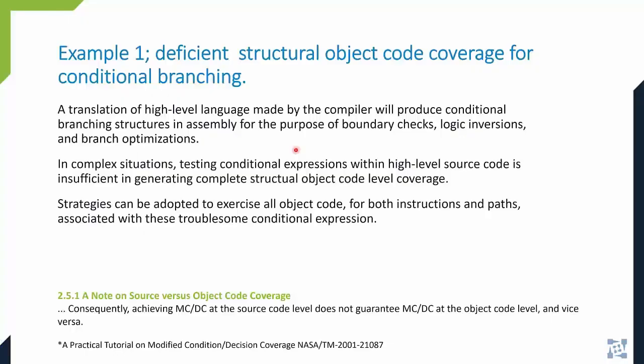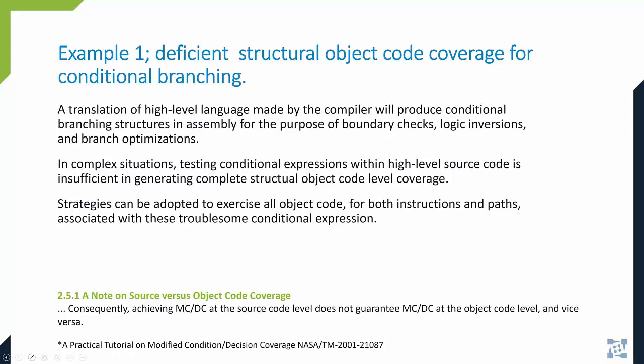So let's move in now to an example that is more relevant, or is a common occurrence in unit testing, and this is the deficient structural object code coverage for conditional branching. A translation unit, a high-level language, requires a compiler to produce assembly off of it, and the compiler is going to do things that are necessary and kind of implicit to the upper level language in order to keep the unit that it's translating in check.